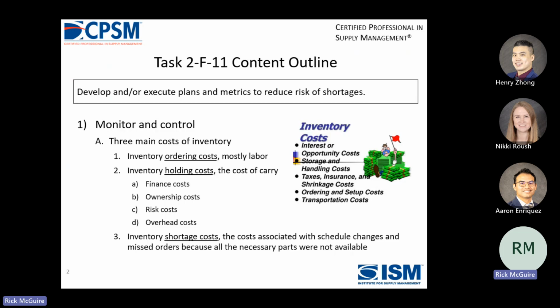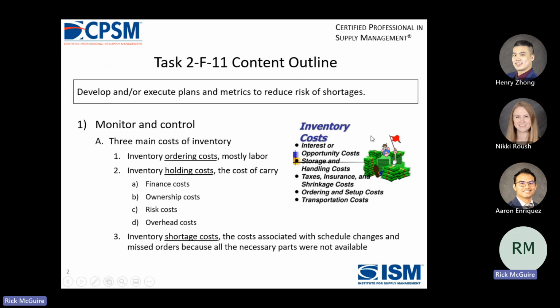All right, so develop and/or execute plans and metrics to reduce risks of shortages. So monitor and control the three main costs of inventory. So ordering costs: what does it cost to create a PO, receive the PO, pay the supplier? Inventory holding costs, we've discussed before. This is when you're sitting on material. You've got finance costs, ownership costs, risk costs, overhead costs. And it generally runs anywhere from a third to 3/4 of the cost of the part for a year.